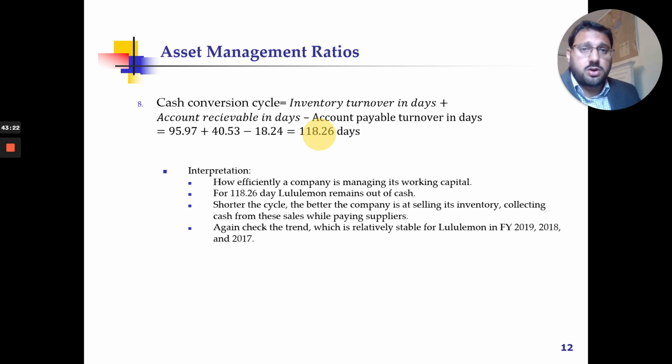Do you want it to be bigger or shorter? Obviously shorter. You want it to be as short as possible, and for some companies it can be negative if the company is very big, for example Walmart. I do not exactly know what is happening right now, but the cash conversion cycle for Walmart is very good, because the suppliers of Walmart fund part of its operations for a very long duration of time. So they do not remain out of cash for a very long period of time. And even if they do, the major portion of that is funded by the suppliers.